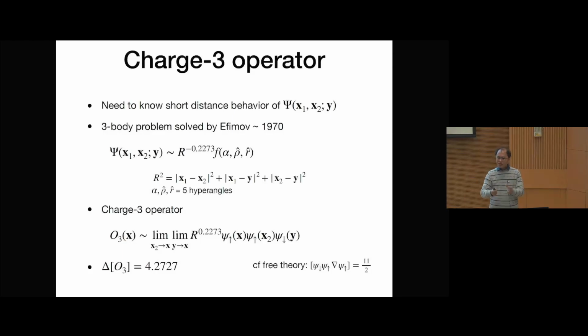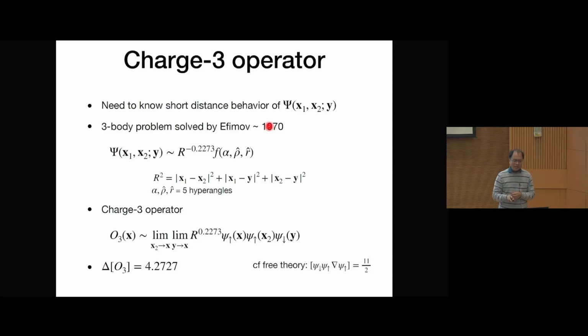But it turned out that when all three coordinates shrink to the same point with the same rate, the asymptotic behavior of the wave function is quite non-trivial. That is a three-body problem in quantum mechanics. And in 1970, Efimov miraculously solved this problem. So with the name of Efimov usually is associated the so-called Efimov effect, that is the behavior of the wave function of bosons.